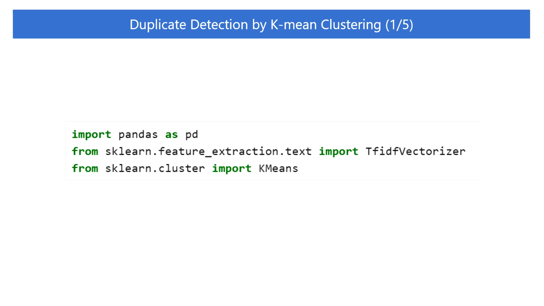KMeans is a function from sklearn used to implement k-means clustering, a machine learning algorithm that groups data into clusters based on similarity. It is used to cluster the numerical representation of names, grouping similar names into the same cluster to identify potential duplicates.